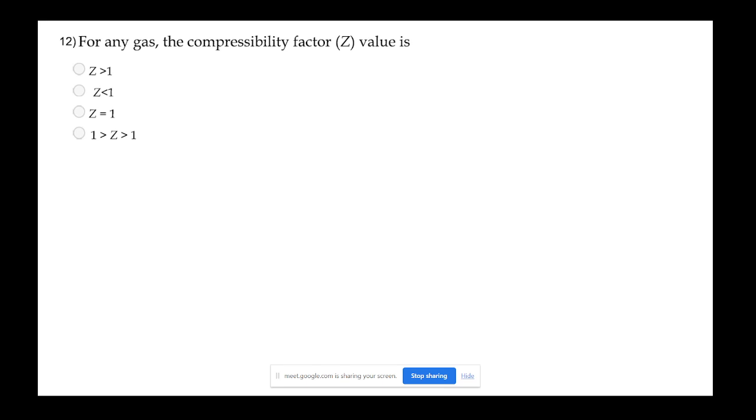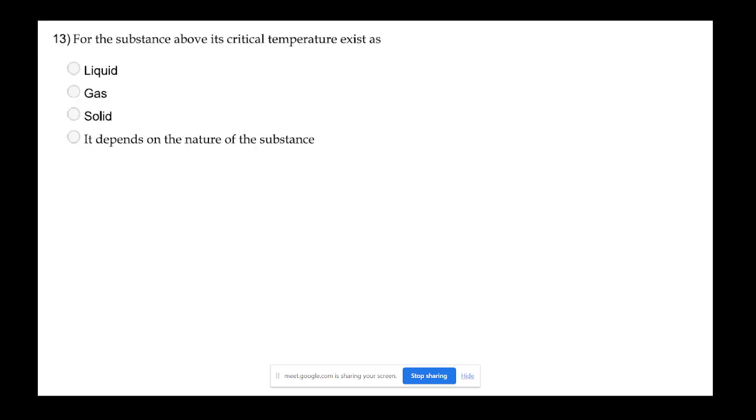For any gas, the compressibility factor is dash. Like you need to tell the range. The options are actually not correct here. So the correct value is, it ranges between 0 and 1. Going forward to the next question.